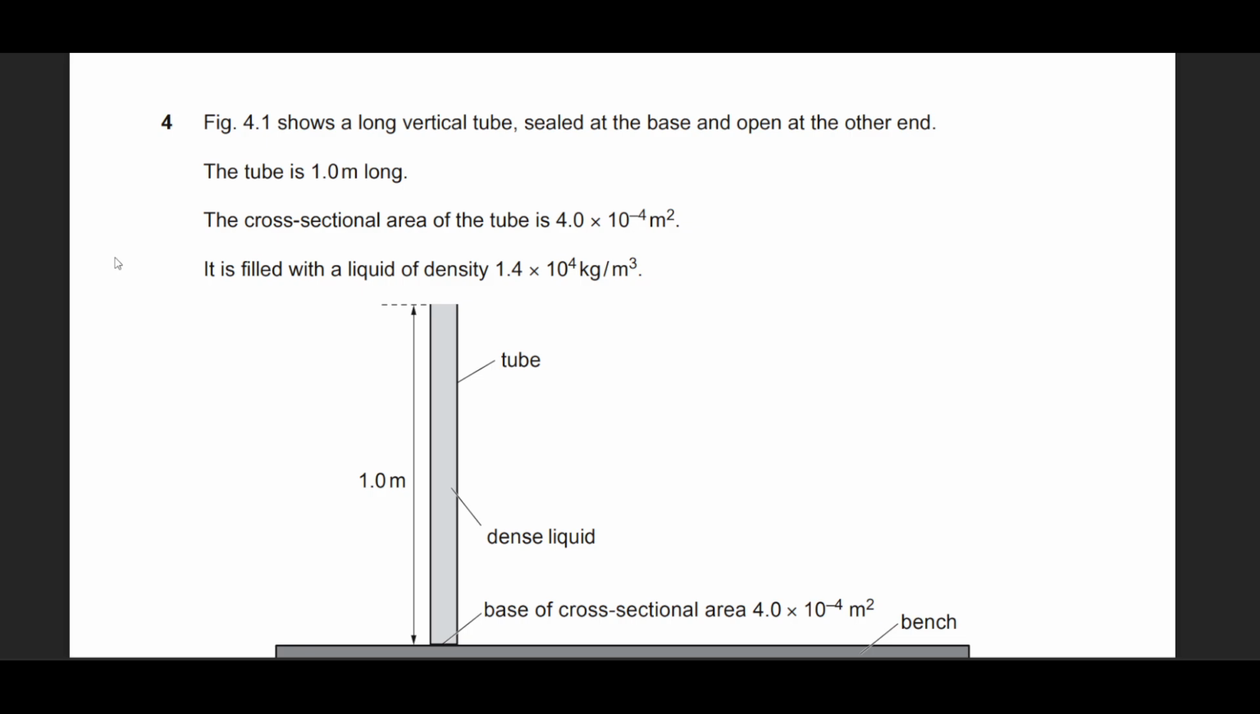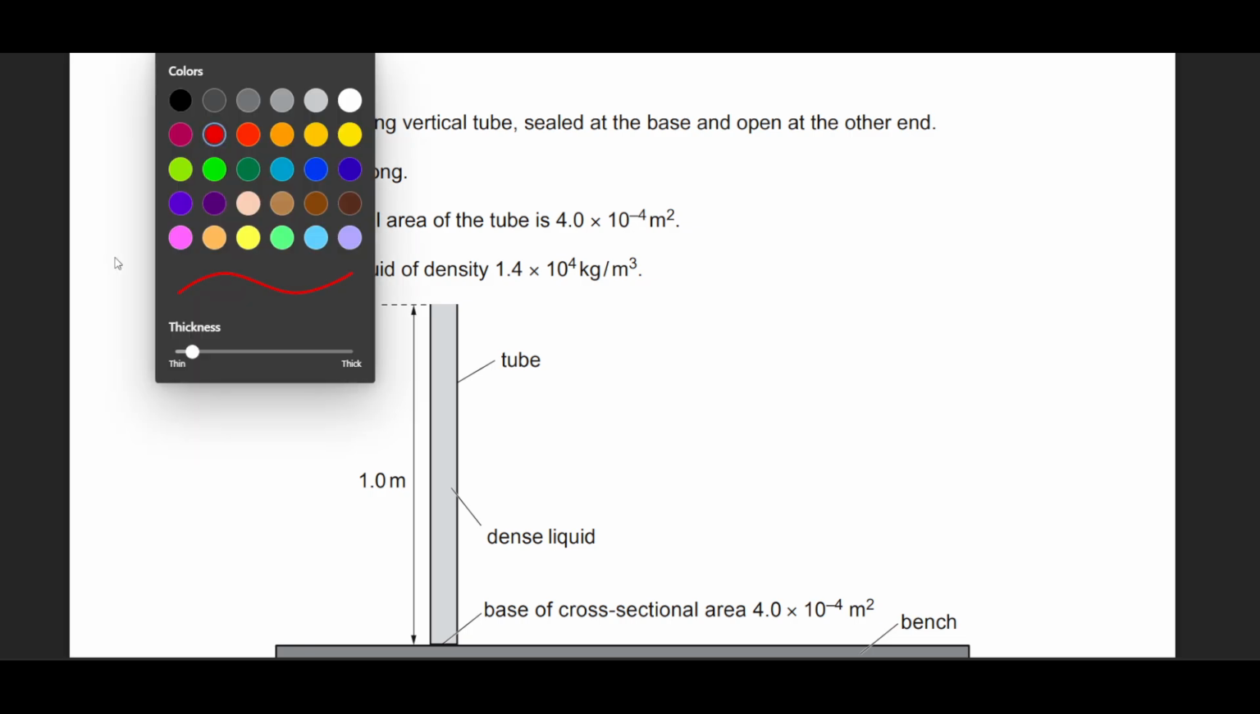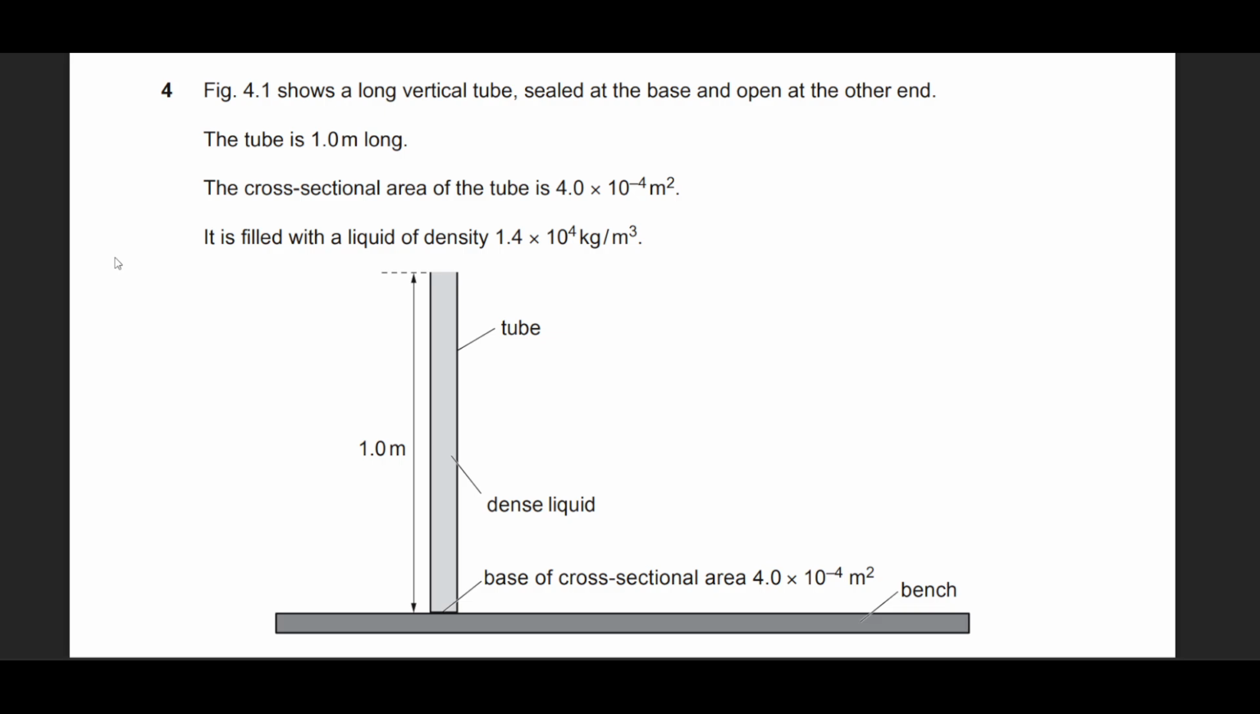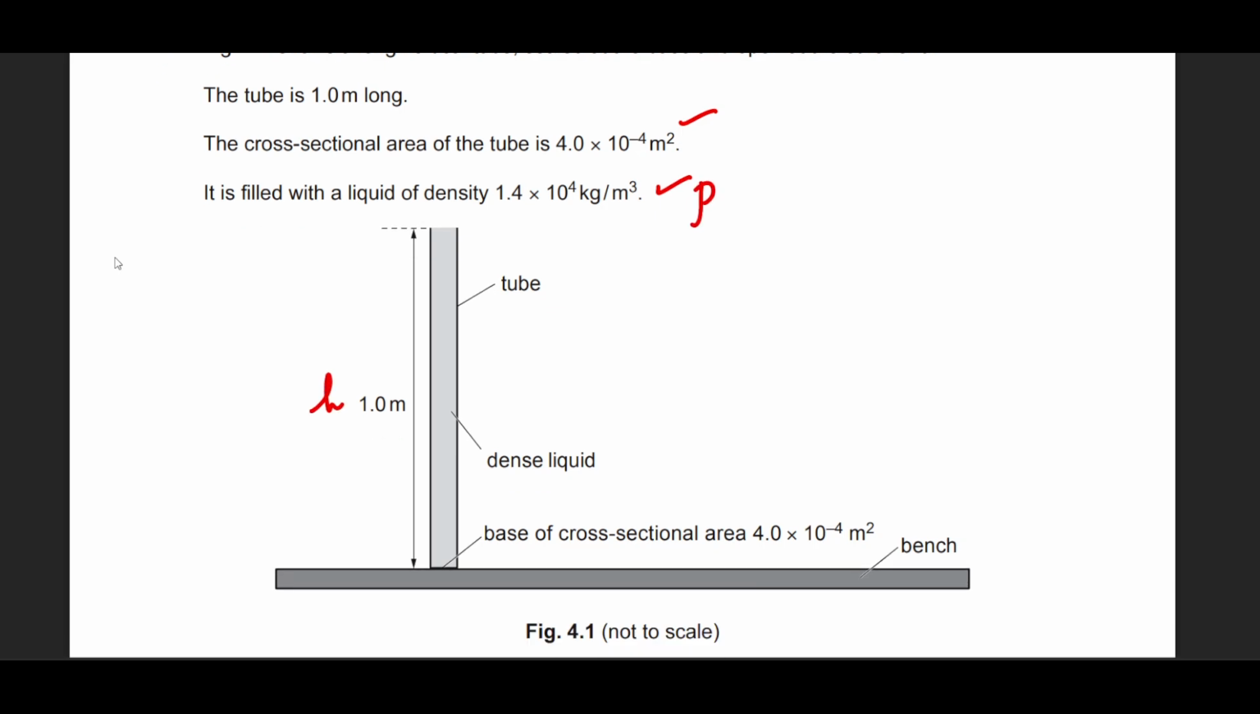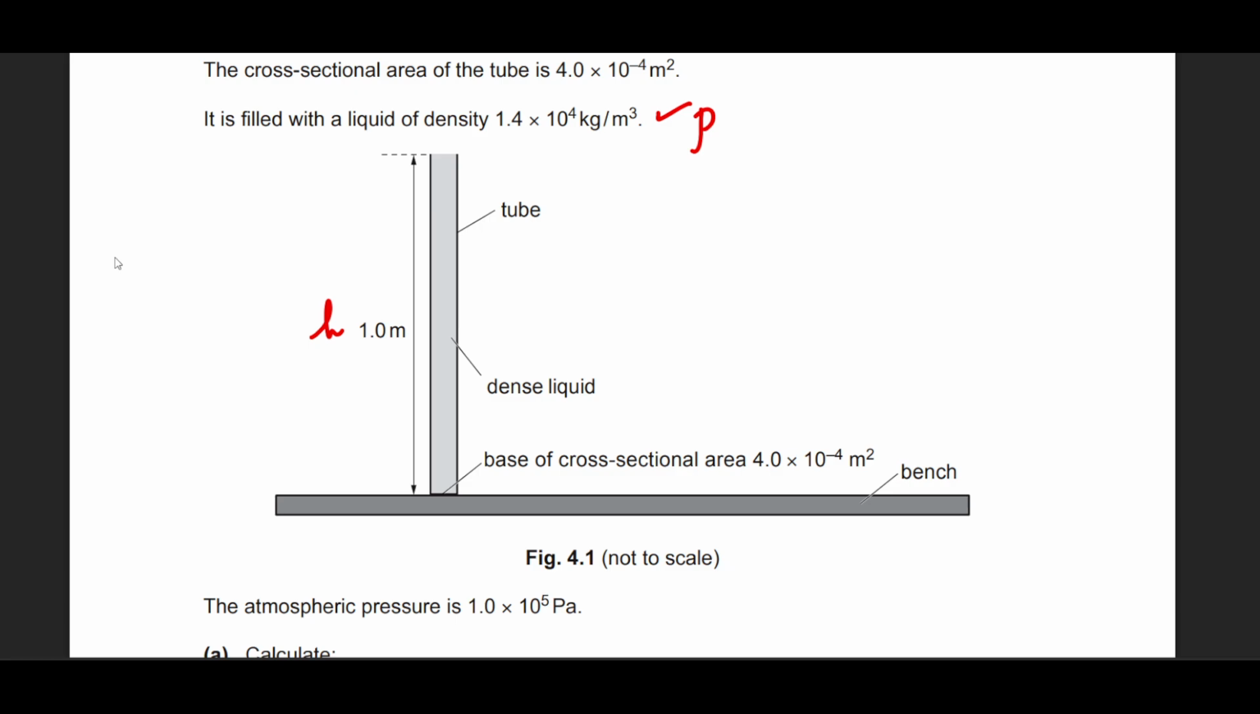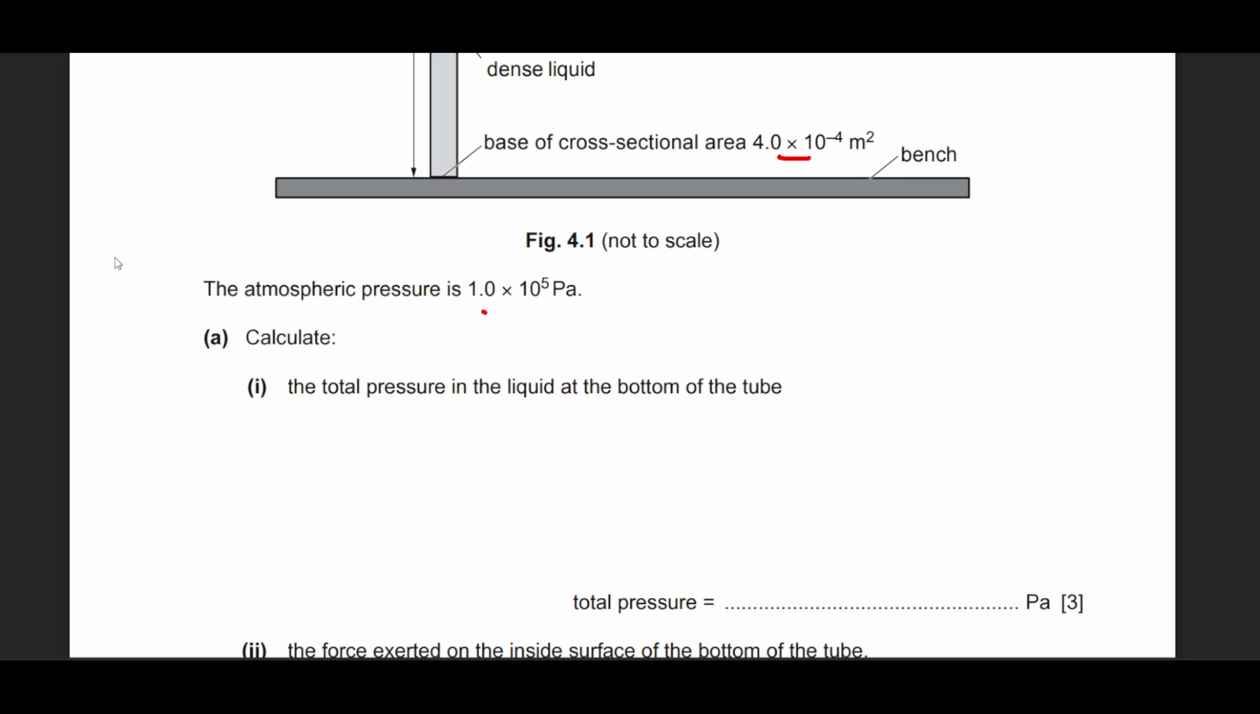Question number 4, as it appears from the face of it, is going to be from rho GH and barometer, I think. So we have a cross-section area, we have a density, the value of rho. The tube is given, H is given, it's a dense liquid, and the base area is given, which is of course the cross-section area of the tube. He says the atmospheric pressure is this much.